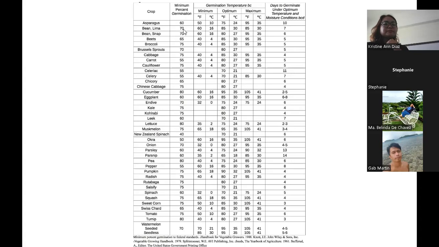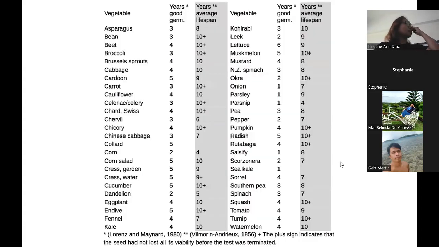When you speak of percentage of germination, it is usually around 60 to 80 percent germination. But when you buy commercial seeds, 99% is amazing, because they have already supplemented and enhanced those particular seeds. So these are the years of good germination, from 2 to 5 years, and their lifespan is more than 10 years.